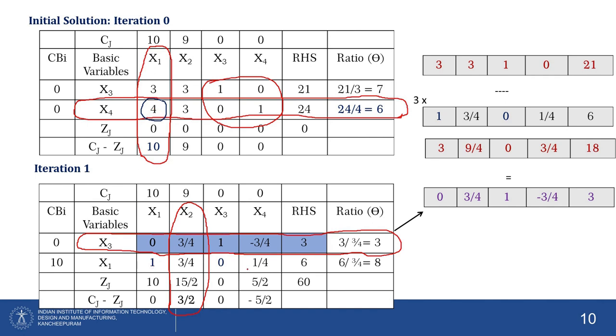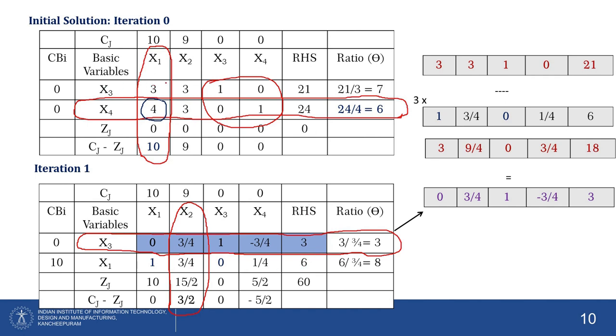So I have to enter new values here, right? The thing is, take the numbers 4, 3, 0, 1 and 24, and divide by 4. So take this key element and divide all of x1, x2, x3, x4 and RHS. So 4 by 4 is 1, 3 by 4 is 3 by 4, 0 by 4 is 0, 1 by 4 is 1 by 4, and 24 by 4 is 6, right?